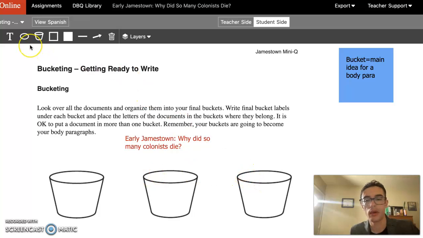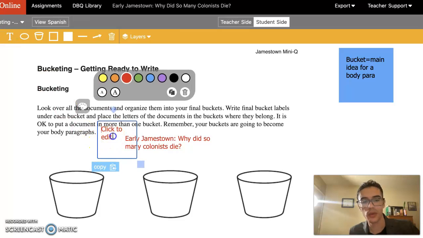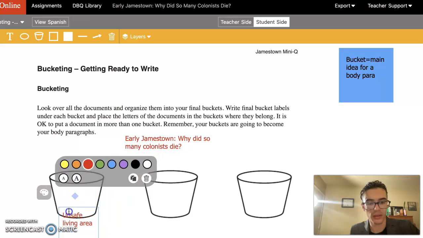Now I'm going to give you 2 buckets. You can use them if you want. It's also a good idea to use your own language and your own words, but I'm going to give you these ones to work with. So for me, the first was that the living area just seemed unsafe, right? So that's what I'm going to call this bucket.